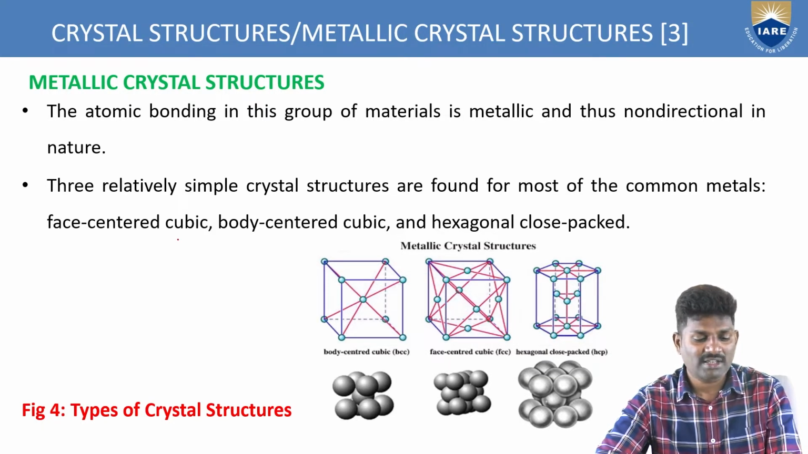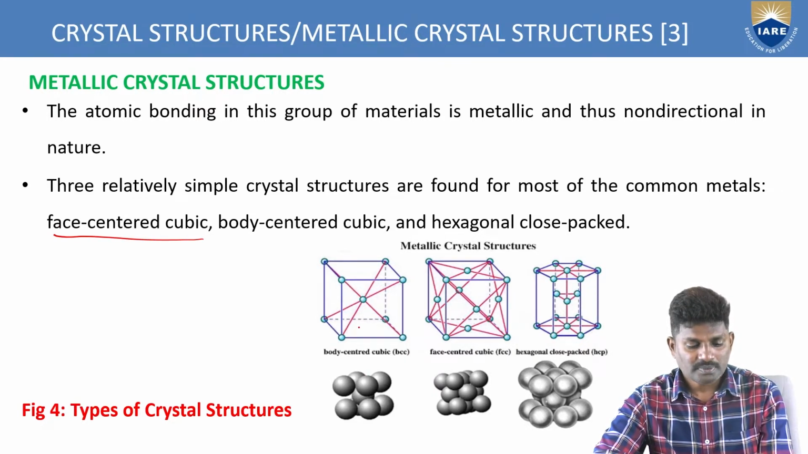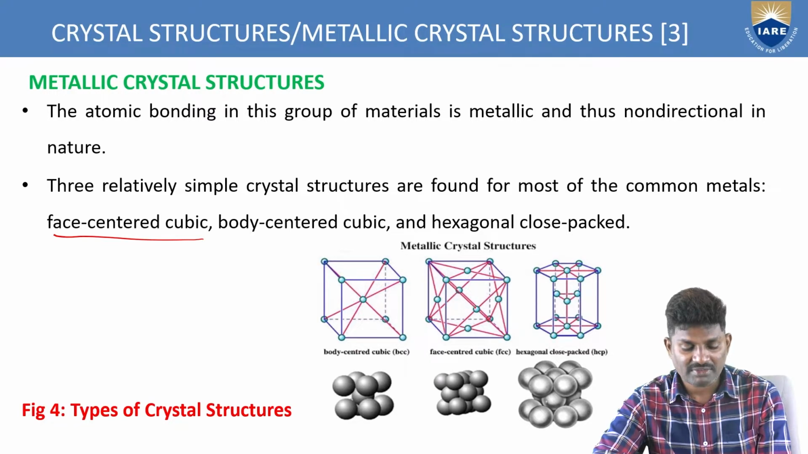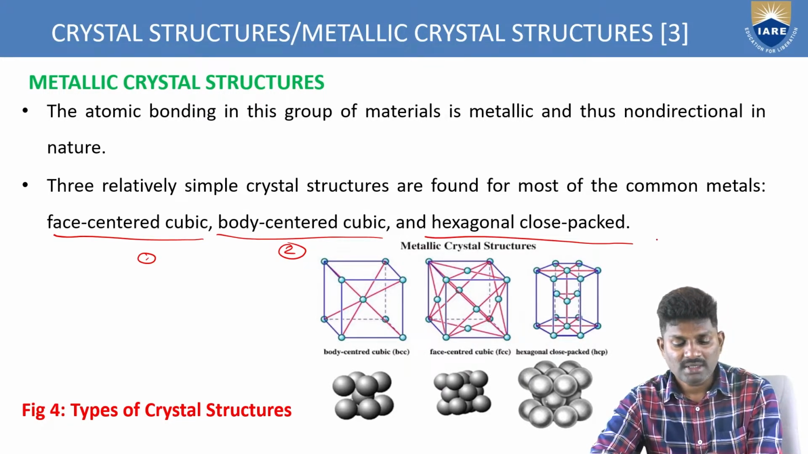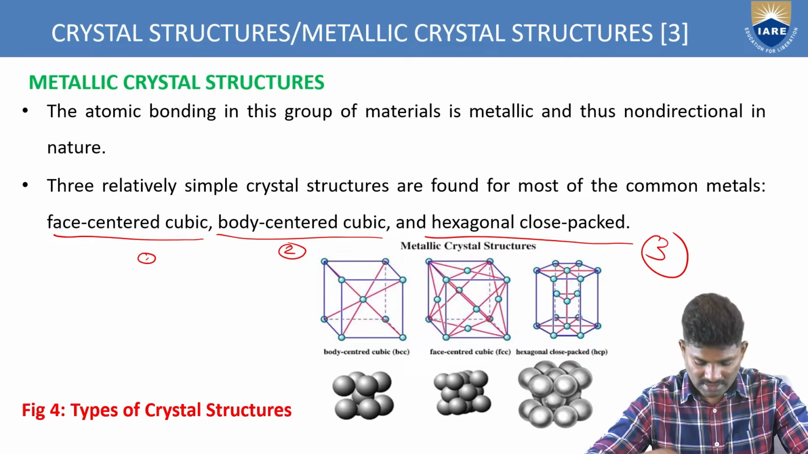First one is called a face-centered cubic structure. This is the figure where you have the face centered. We'll discuss slowly about each cubic structure. Second one is the body centered, and the third one is called the hexagonally close-packed crystal structure. So these are the different types of crystal structures which we commonly find in any type of metallic materials.